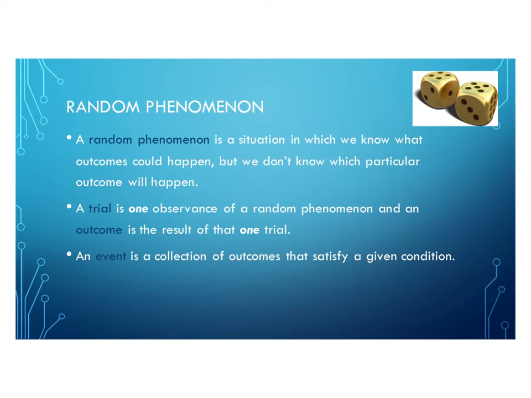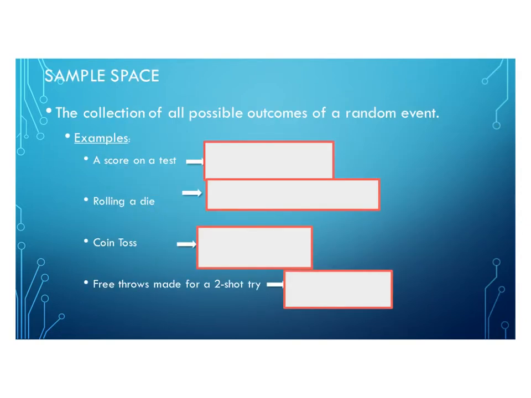A random phenomenon is a situation in which we know what outcomes could happen, but we don't know for certain which particular outcome will happen. A trial, if you recall, is one observance of a random phenomenon, and an outcome is the result of that one trial, similar to when we talked about simulations. An event is a collection of outcomes that satisfy a given condition. The collection of all possible outcomes of a random event is what is known as the sample space.